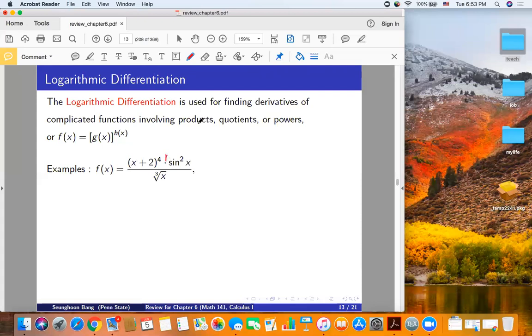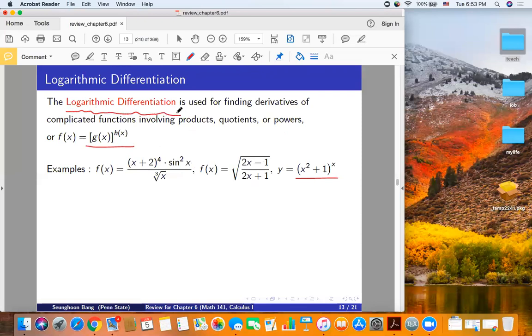Exactly: product, quotient, powers. You can use logarithmic differentiation. This is the same: the power, quotient, product. The x squared plus x is exactly the same as g of x to the h of x. We have to use logarithmic differentiation. This is the idea. What is logarithmic differentiation?